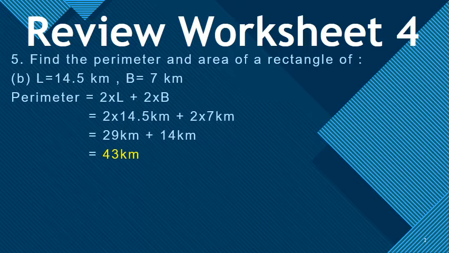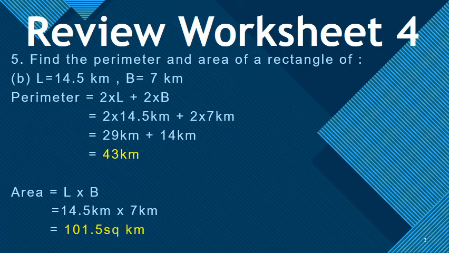Now let's come to the area. How we are going to find out the area? So area of a rectangle is equal to length multiplied by breadth. So 14.5 kilometer multiplied by 7 kilometer, which is equal to 101.5 square kilometers. So area is equal to 101.5 square kilometers.